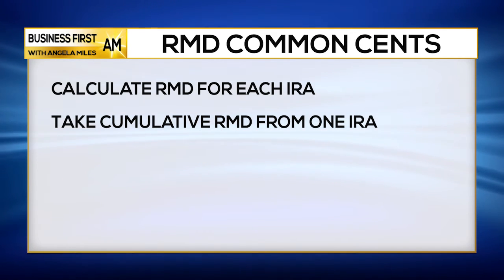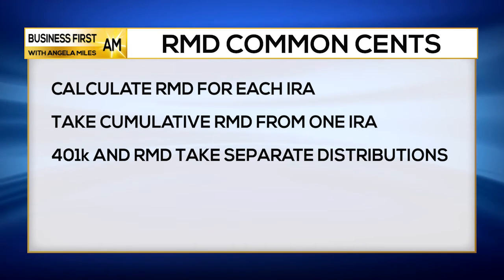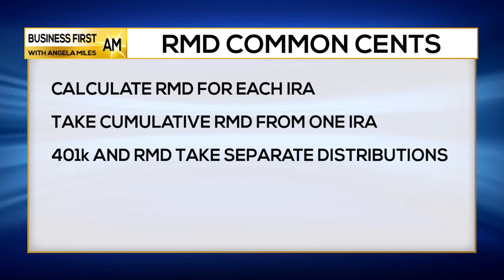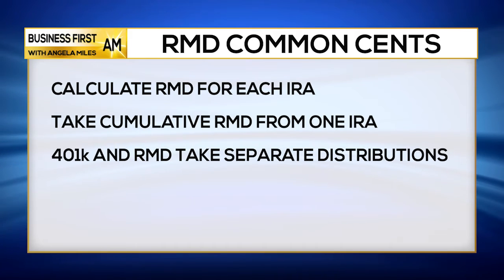However, here's where it gets tricky. If you have a 401k and an IRA, you need to take a separate distribution from each. In this case, you can't take money from an IRA to count towards the RMD of your 401k.